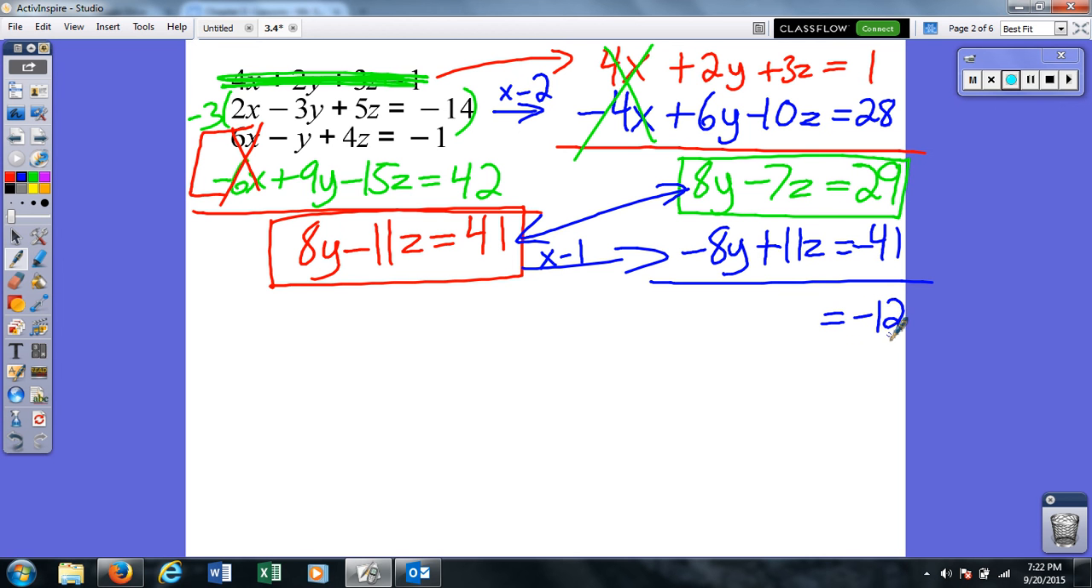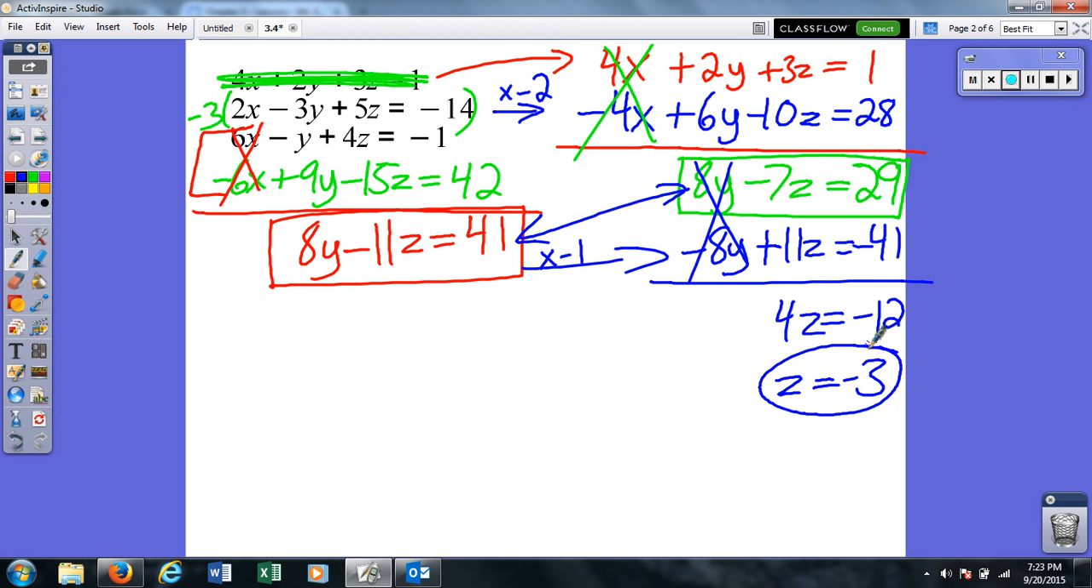Negative 7z and 11z will give 4z, and then the y's drop out. Now I've got 4z equals -12. I can solve this for z by dividing by 4, and we get z equals -3. All right, we found our first variable, but now we need to find the other two variables as well to get the solution.